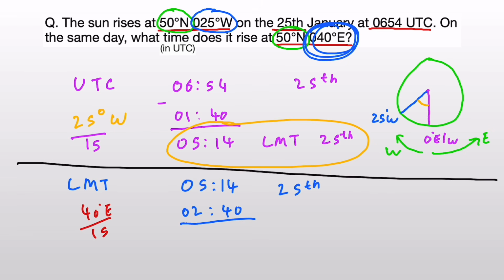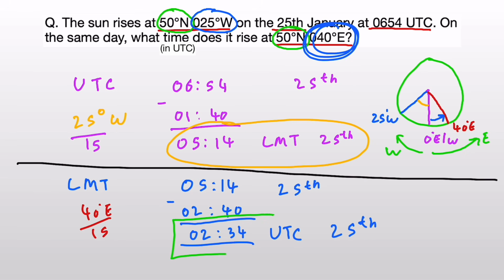Now, if I use the same diagram, this would be the longitude, 40 degrees east. I know that this longitude lies east of the prime meridian. That means it will be ahead in time. So the time in UTC will be less. So I subtract this and what I get is 2 hours 34 minutes on 25th. And this is my answer in UTC. So this is the time in UTC when the sun rises at 40 degrees east on 25th.